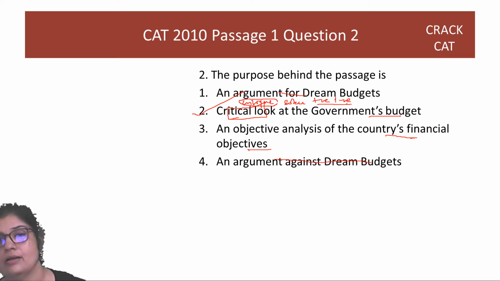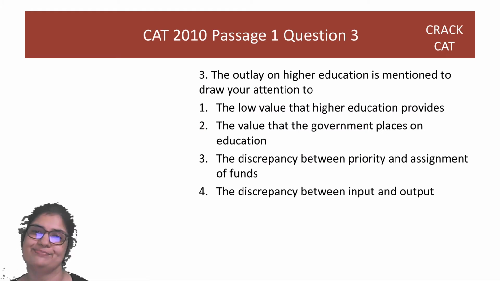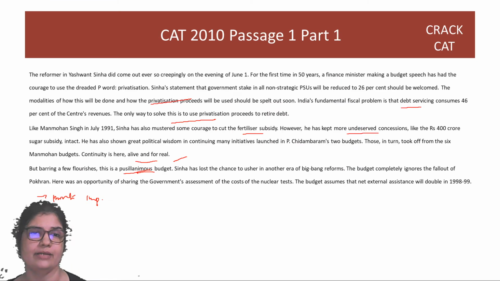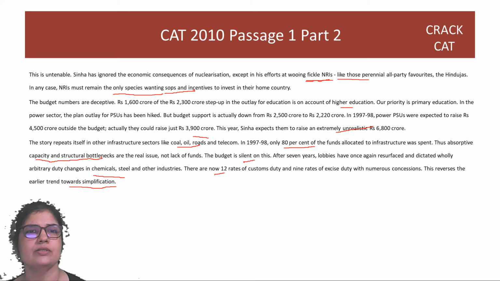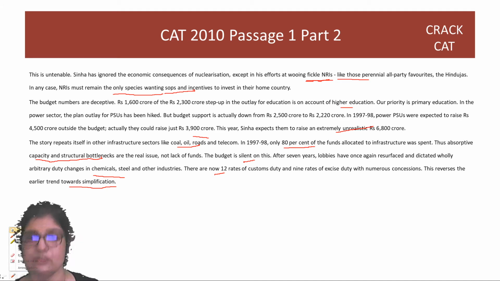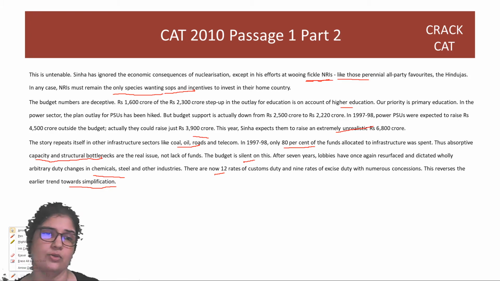Okay. Third question. The outlay on higher education. Why is it mentioned, guys? It's mentioned here, right? No, it's not mentioned here. It's mentioned here, yeah. That 1600 crores of the 2300 crores is on account of higher education. Okay. When the priority is primary education.